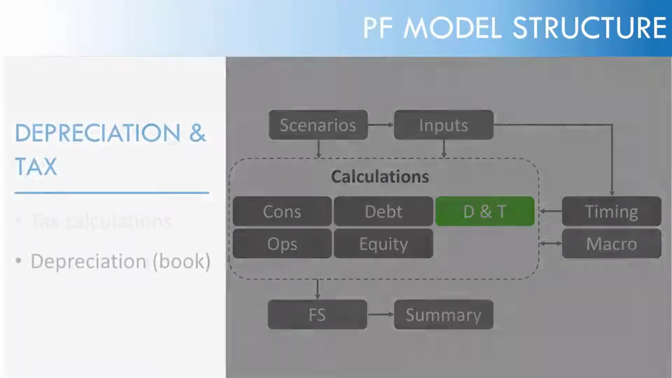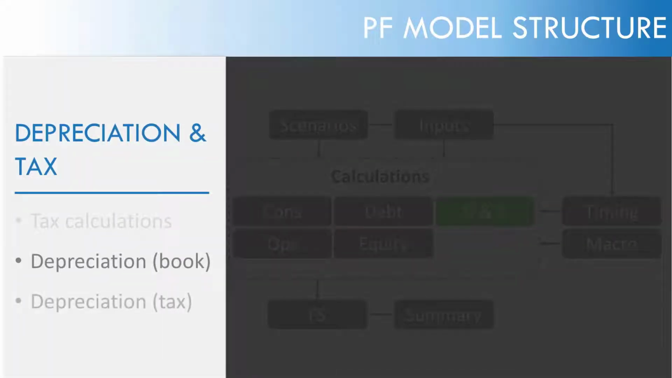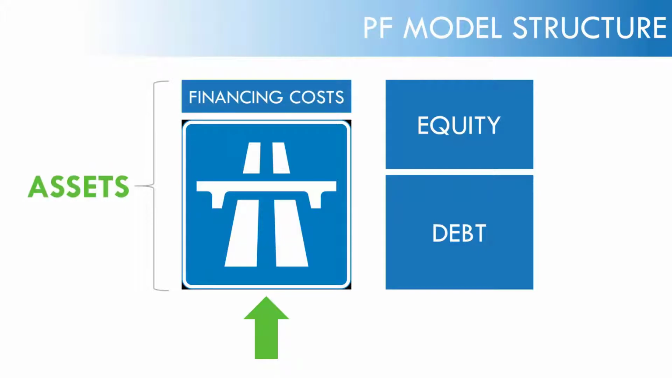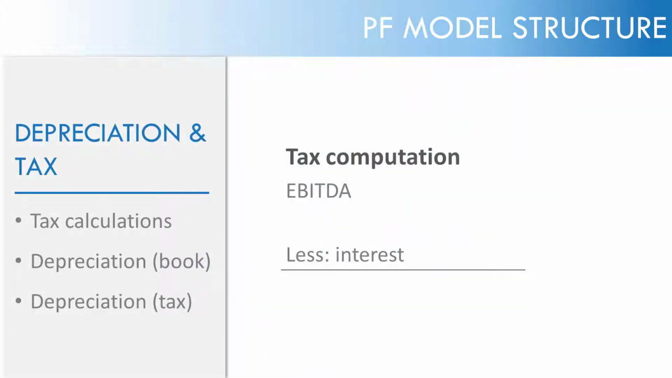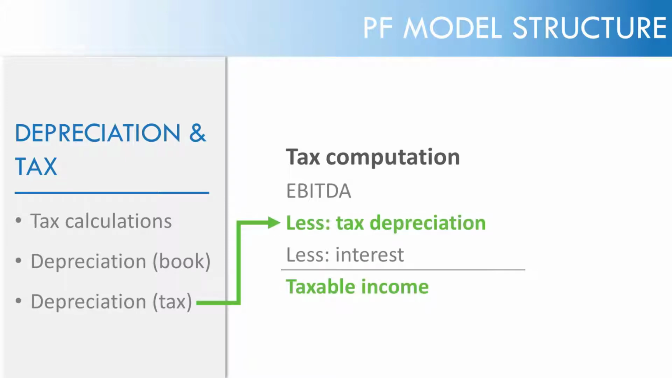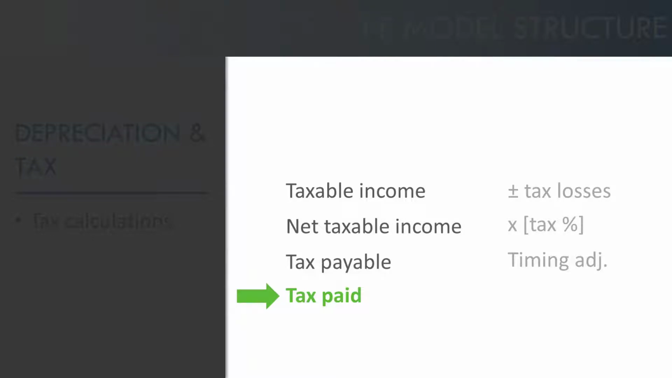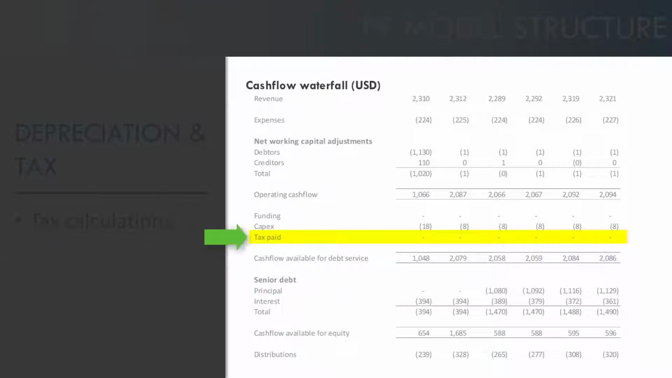Next up, depreciation. Firstly, what are we depreciating? Well, of course, the assets of the project, which typically includes the financing costs which go into producing the asset. Why is depreciation important to calculate in a project finance model? Sometimes you'll see project finance models as just cash models. Well, it's important because this impacts your taxable income, which impacts your amount of tax actually paid, which shows up here on the cash flow waterfall.